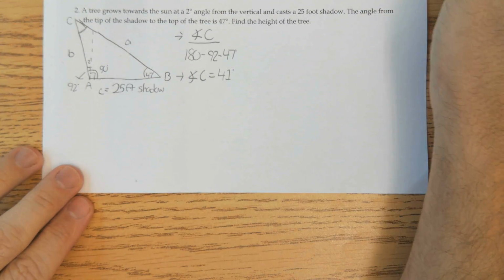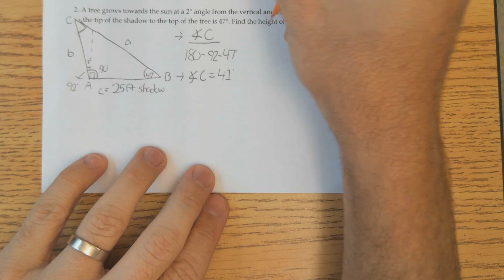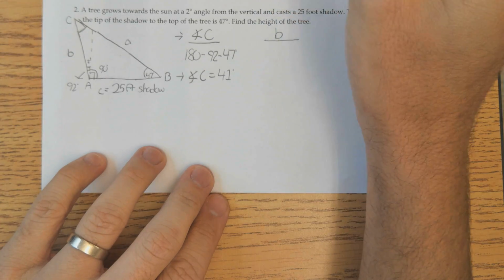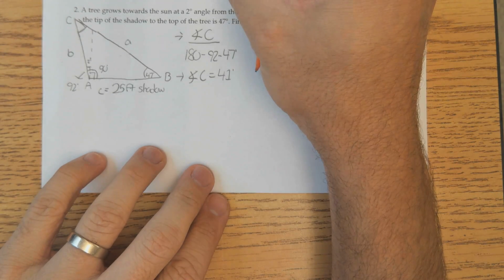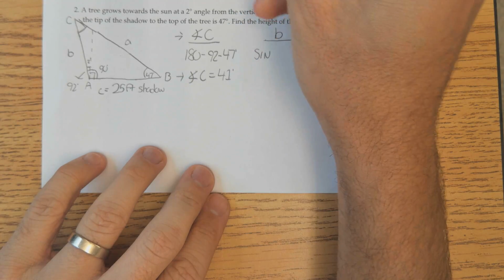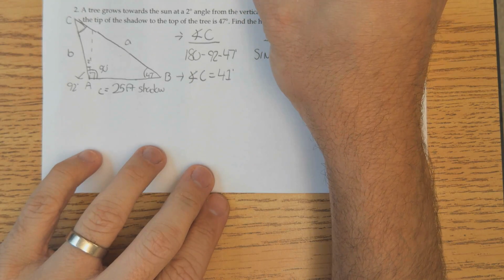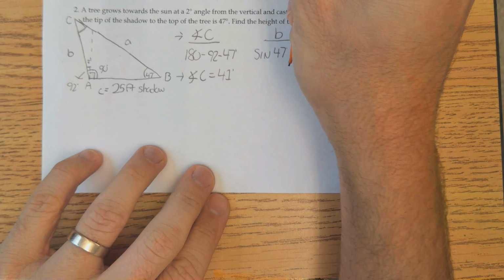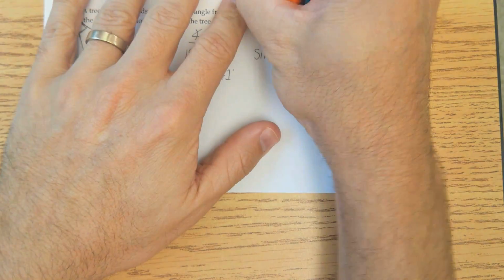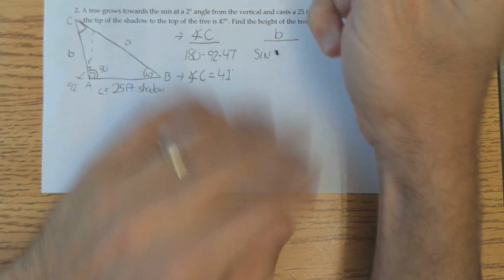Okay? And now that we have that, we can go ahead and find the height of the tree, which is little b. I'm going to do that by setting it up like this. My big angle over my small side, which I know, which in this case is sine of big C, which is 47 degrees. I'm sorry, not 47 degrees, 41.